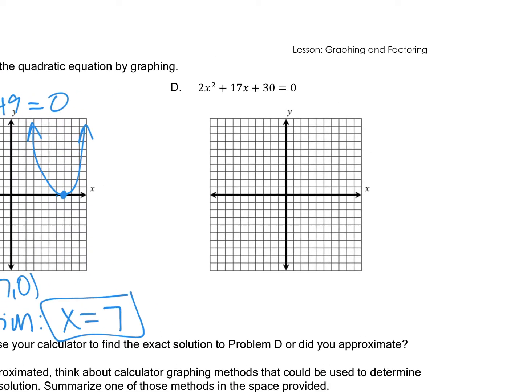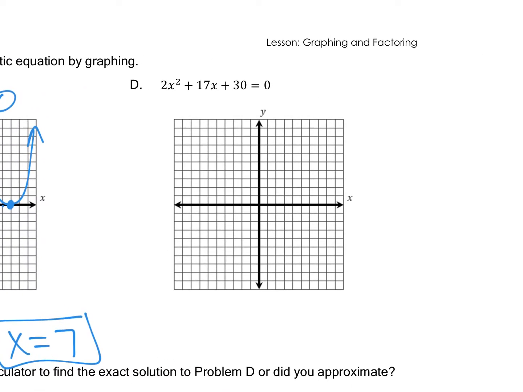Okay, so notice part D, it's already in the form that we want it. We want it set equal to 0. It's already there. So we're going to go straight into plugging this into y1, this into y2. And then second calc number 5. So your left intercept is -6. And then your right one ends up being -2.5.